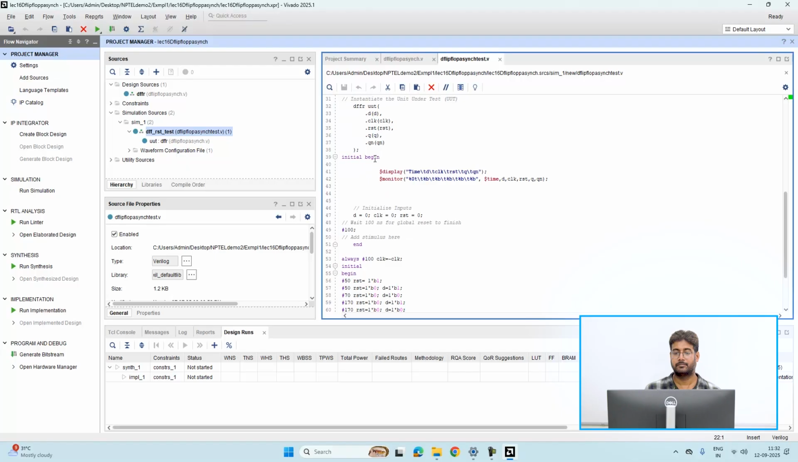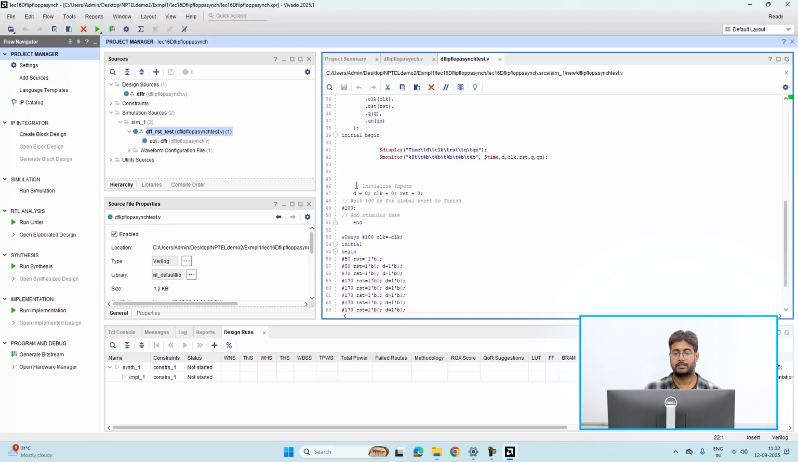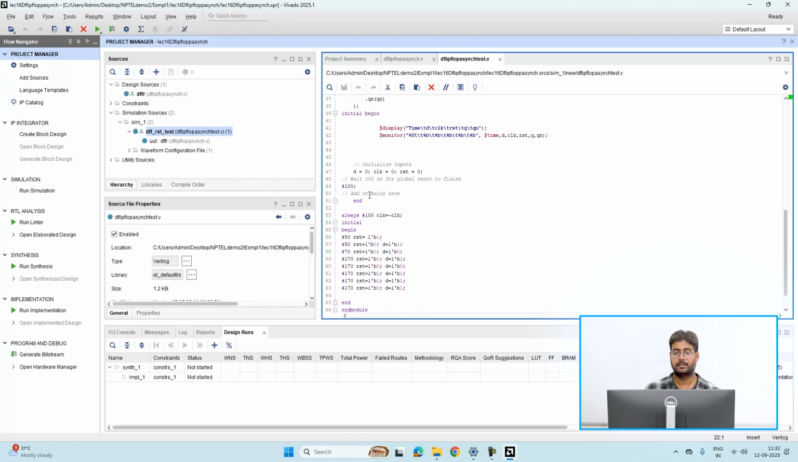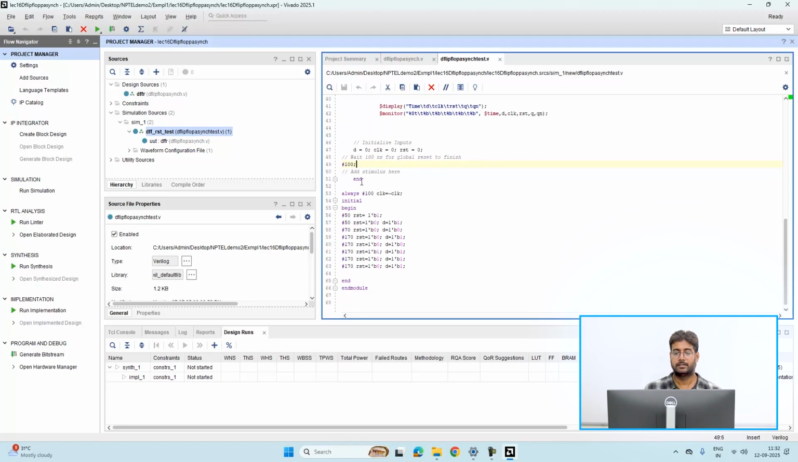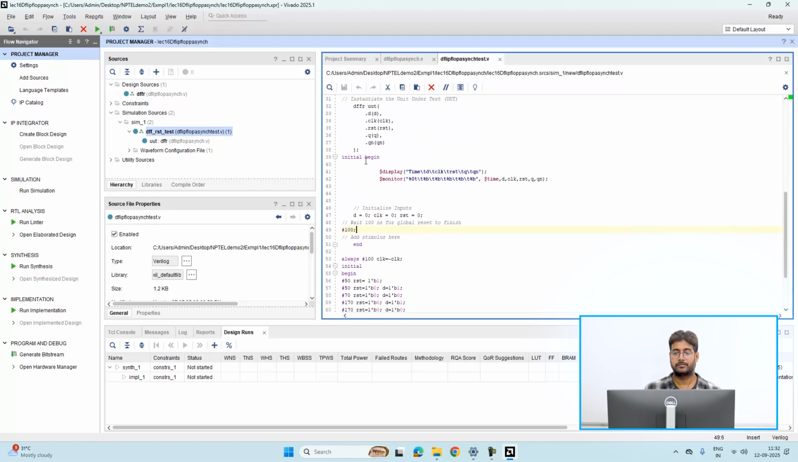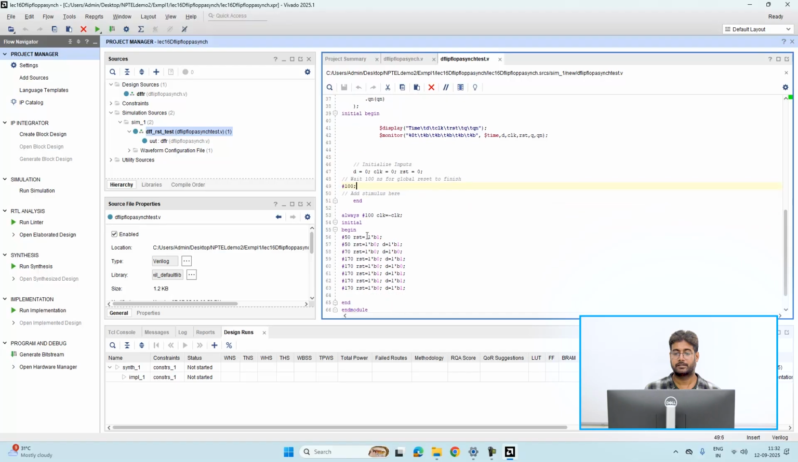Then in the initial begin, we will put display and monitor commands. All the variables that we want to monitor would be listed out here along with time. Then we would initialize the inputs. At time equal to 0, data is 0, clock is 0, reset is 0. Then we will wait for 100 nanoseconds for global reset to finish. Then we will end this begin block. Begin end is ended here, and then we will put the stimulus here.